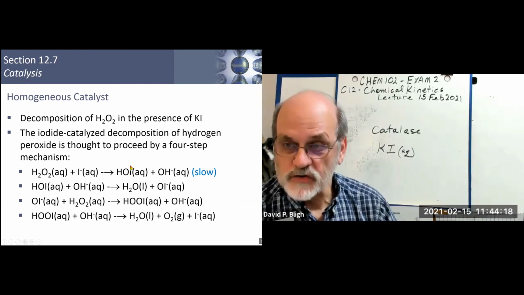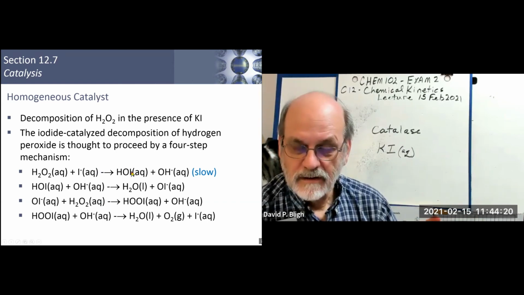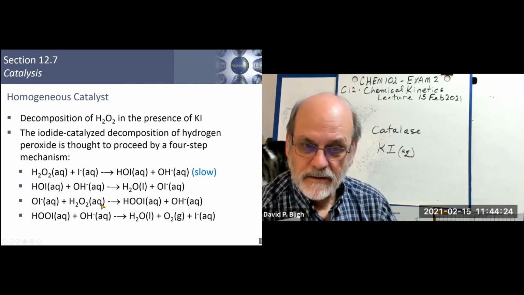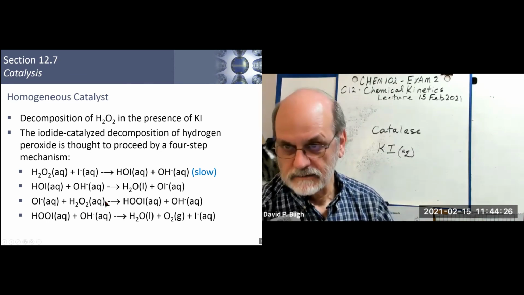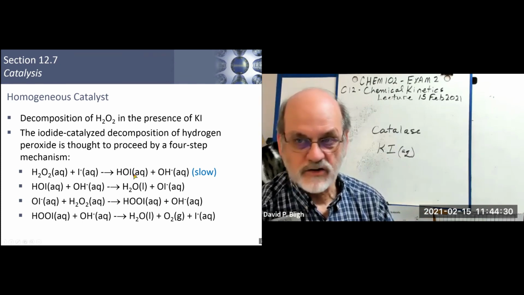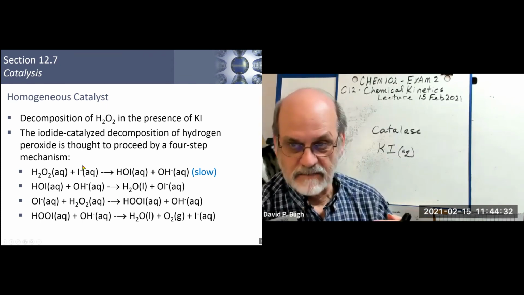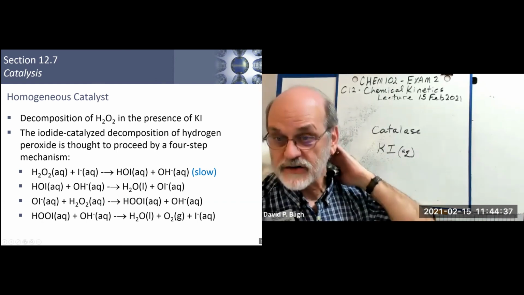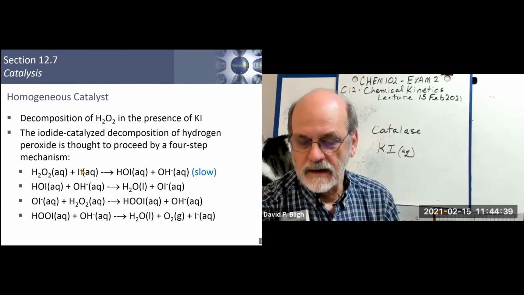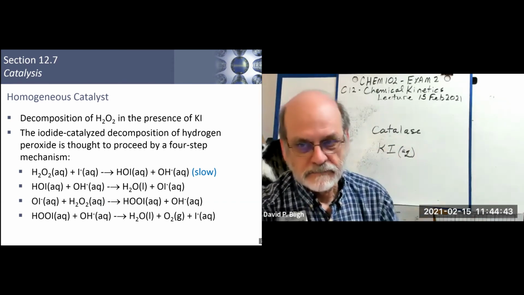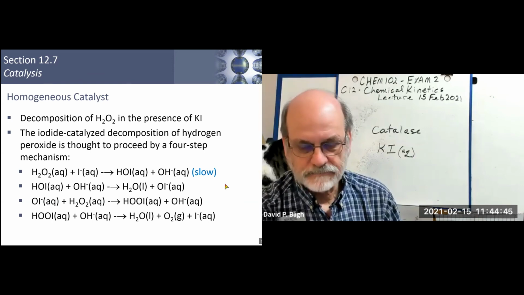Now, if it shows up as a product and disappears later, then it's an intermediate. There's a difference. An intermediate is something that you don't even know exists. And a catalyst is something that you actually add to the reaction and changes the activation energy of the overall reaction. Okay.